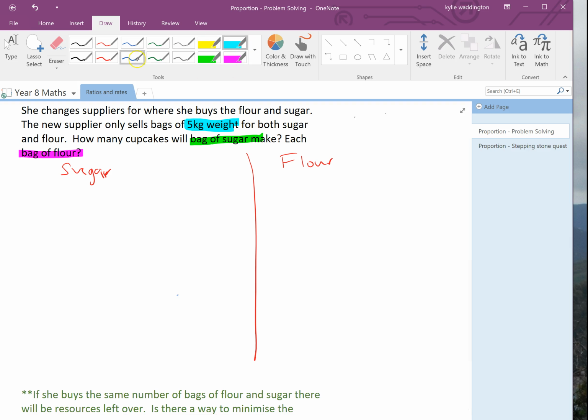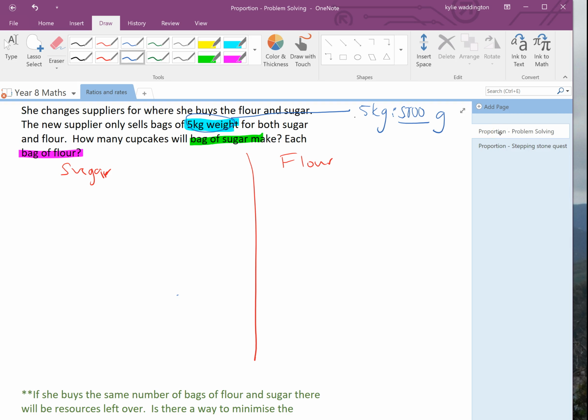Now, what makes the weight in this instance important is that it's written in kilograms, and our ratio from the previous question was in grams. So we're going to need to change it into grams. To do that, we multiply by 1,000. Interestingly enough, we can write this as a ratio in itself. So 5 kilograms works out to have a ratio of 5,000 grams.